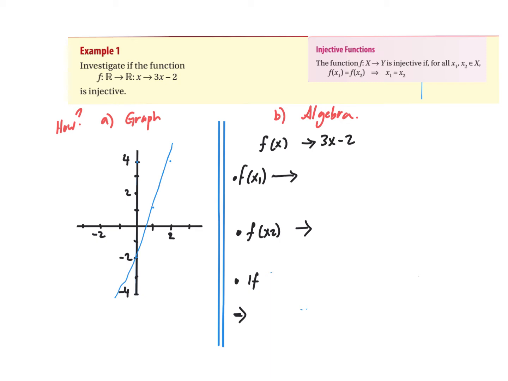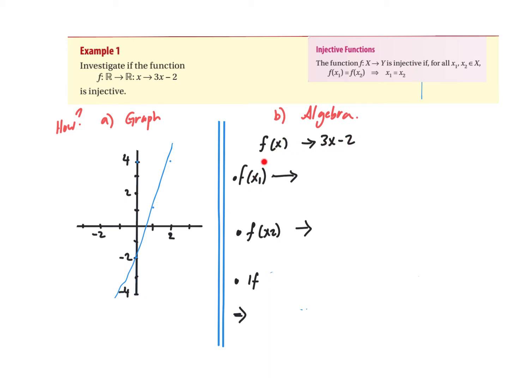Now, I said to you there's another way to do this using algebra. This is the mathematical construct for it, but I'm just going to show you by using an example, it's probably easier. So you can see what we have is f of x maps onto 3x minus 2.